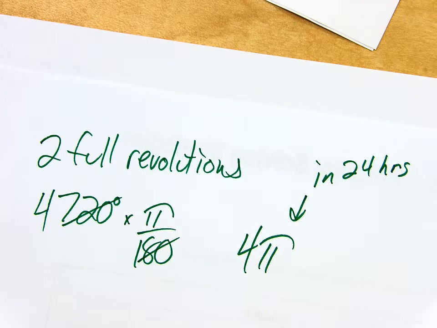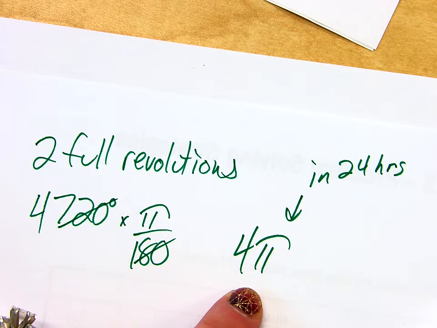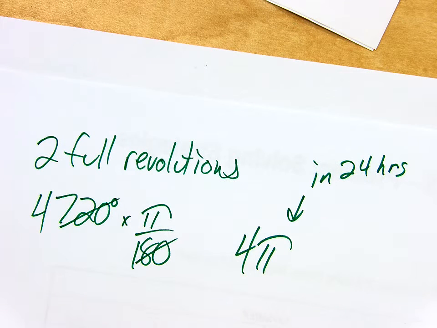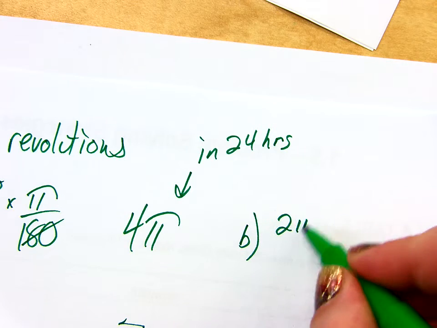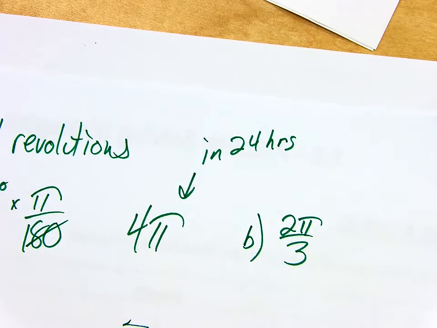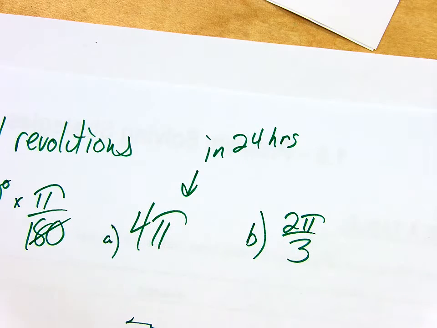Now, part B, they want just 4 hours. Well, you could go through all this again, or you could just think 4 hours is what fraction of 24 hours? 1/6. So couldn't I just take 1/6 of that answer? Yeah, pretty much. So what's 4 pi over 6 really? Oh, 2 pi over 3. Yeah. So your answer to part B should be 2 pi over 3. Does that make sense? Everybody's all right? I'll take that as a yes.